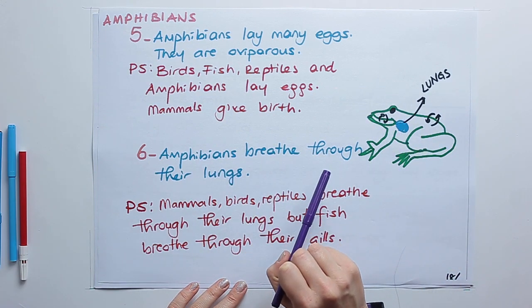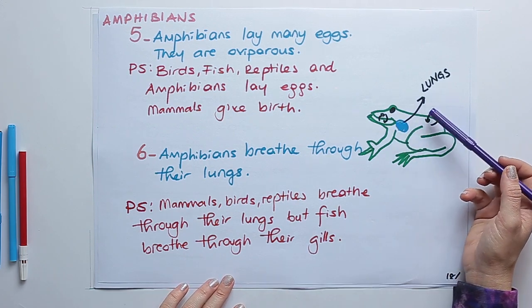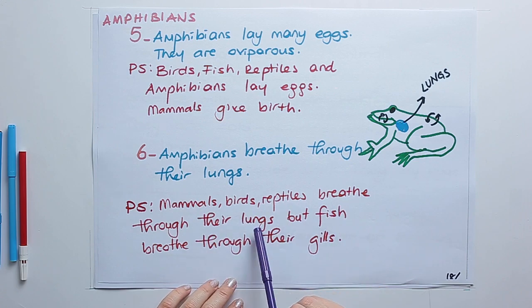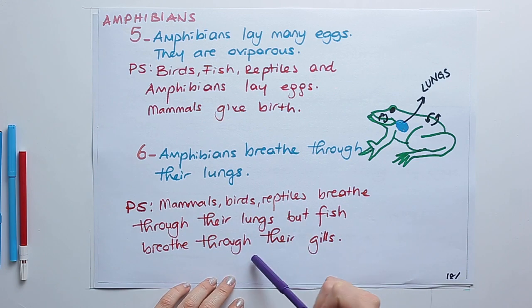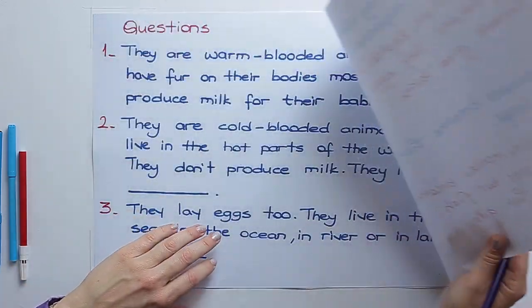Amphibians breathe through their lungs. Here you can see a lung of an amphibian, which is a frog. Mammals, birds, reptiles breathe through their lungs, but fish breathe through their gills, as you can remember.